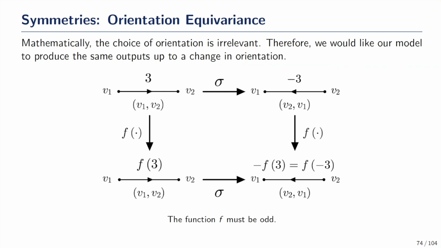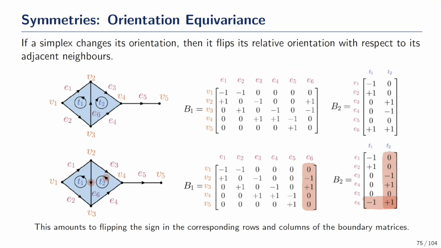That's what this says. But now we want to apply some convolutions or functions on these things. First we apply a function on this feature and get f of 3. Now if we switch the orientation, we get minus f of 3. But if we had gone the other direction, we would have f of minus 3. Obviously we want this to commute, so these things must be equal. The corollary is that our function must be an odd function, so f of minus x must be minus f of x. This is a requirement for these convolutions.